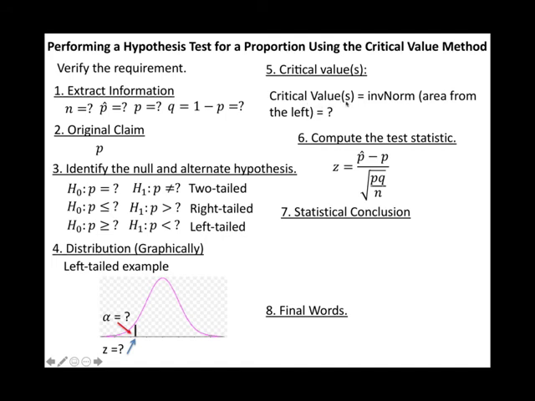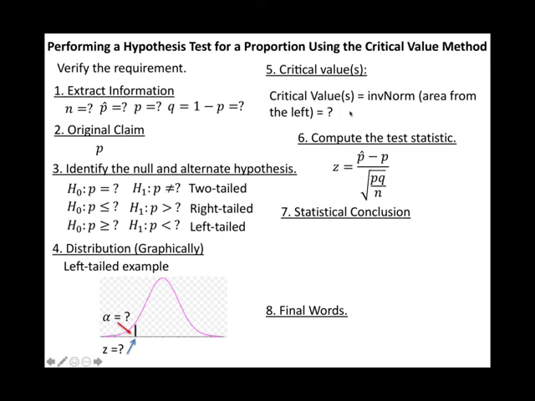That's a Z in here. Remember, when we're working on the left tail, your critical value will be negative. If you're working on the right tail, your critical value will be positive. If you're working on the two tail, it means you have 2 critical values, one positive and one negative.